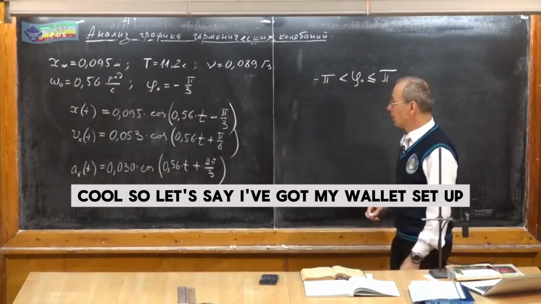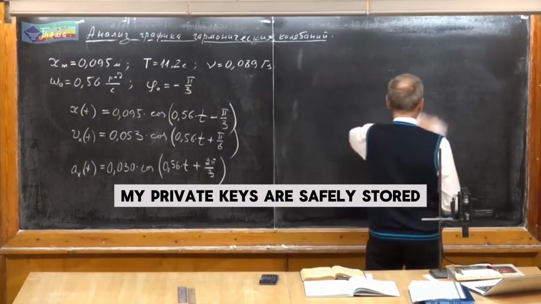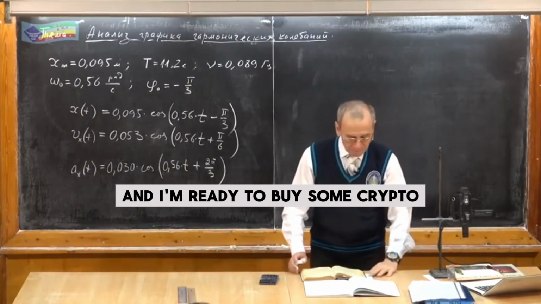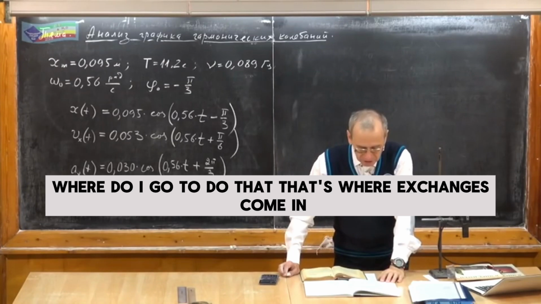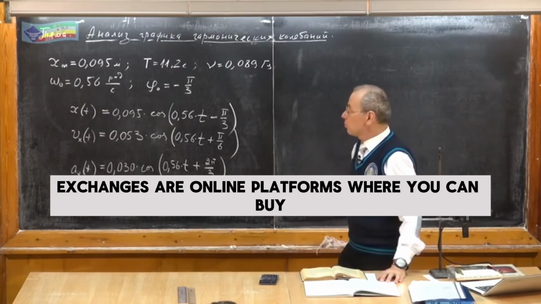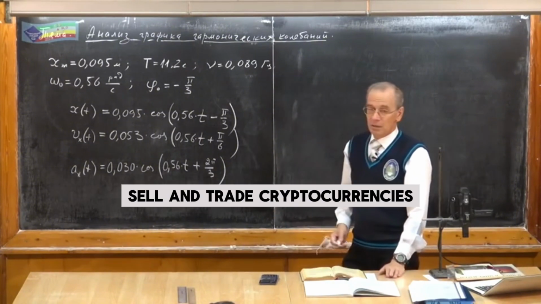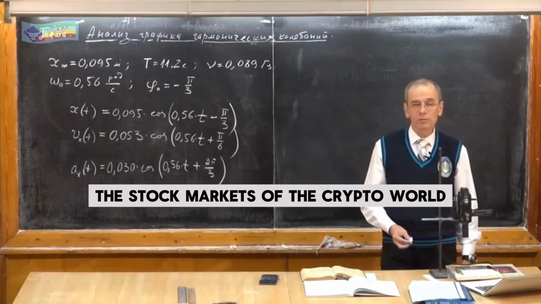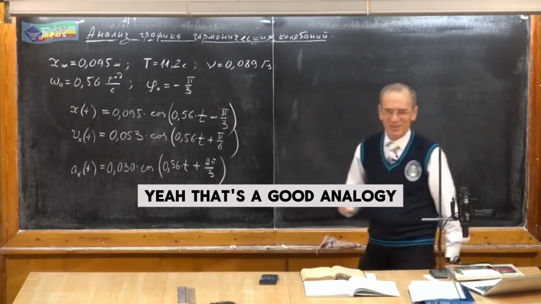Okay, cool. So let's say I've got my wallet set up, my private keys are safely stored, and I'm ready to buy some crypto. Where do I go to do that? That's where exchanges come in. Exchanges are online platforms where you can buy, sell, and trade cryptocurrencies. So they're kind of like the stock markets of the crypto world? Yeah, that's a good analogy.